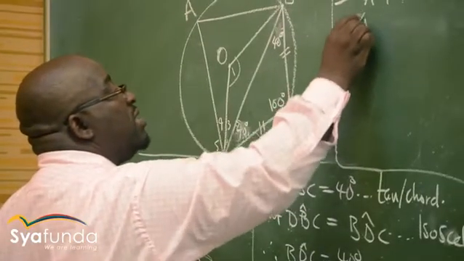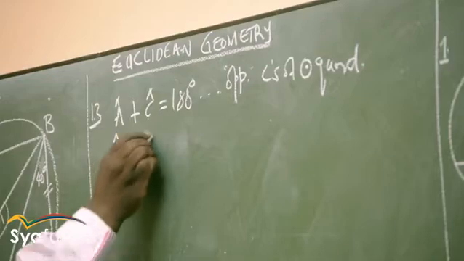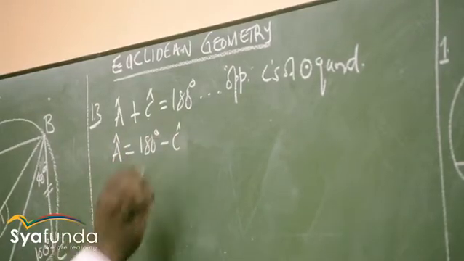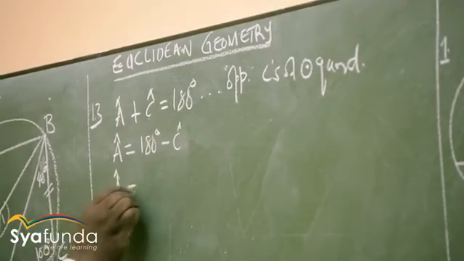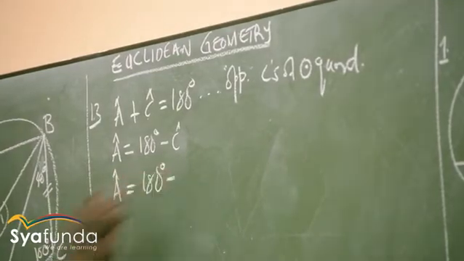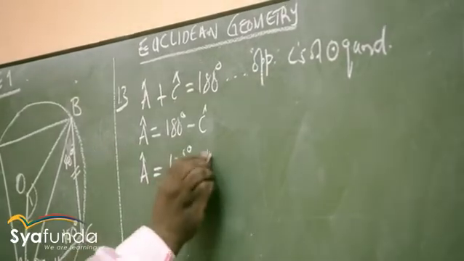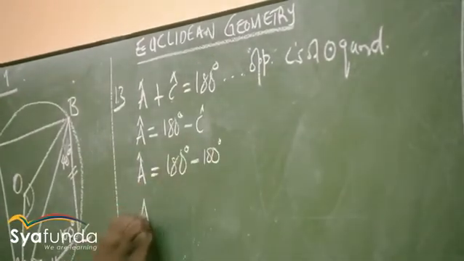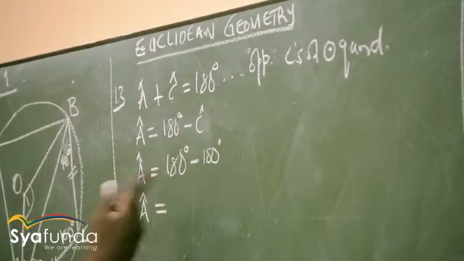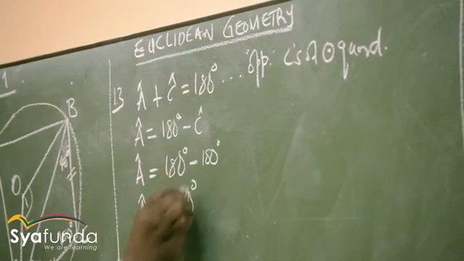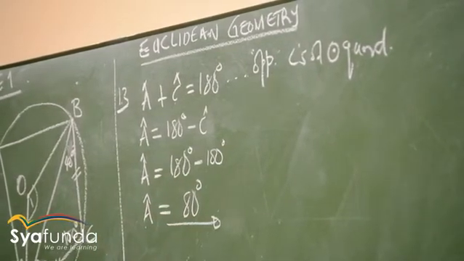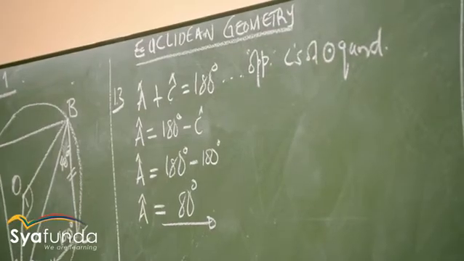It is 100. Therefore, angle A will be equal to 180 degrees minus angle C. And angle A will be equal to 180 degrees minus, what is our angle C? It was 100 degrees. So it's minus 100. So angle A thus becomes 80 degrees. Right, that is how we go about finding angle A.